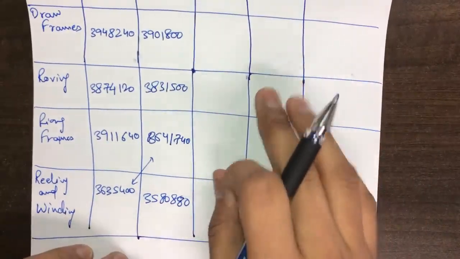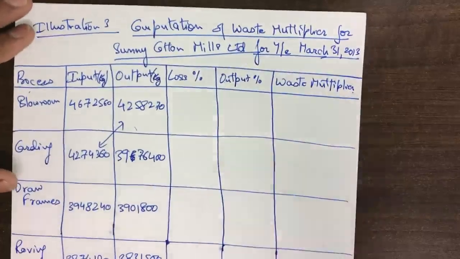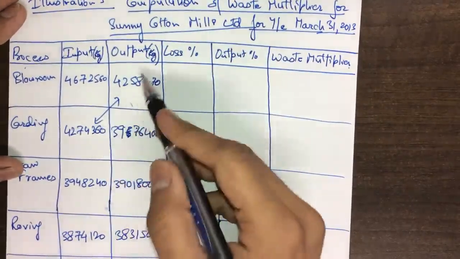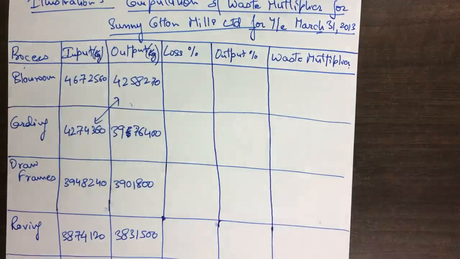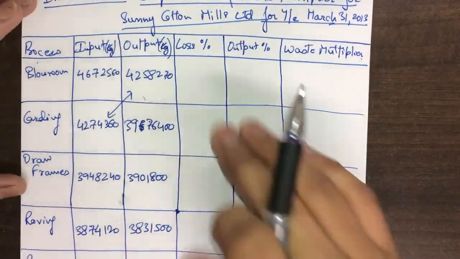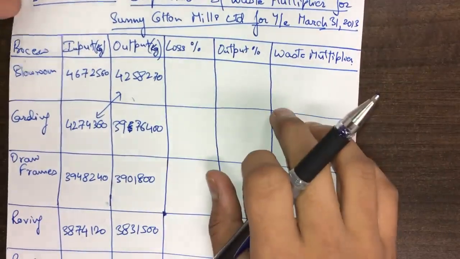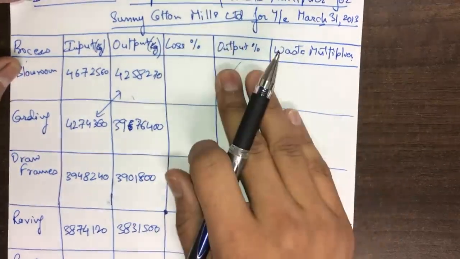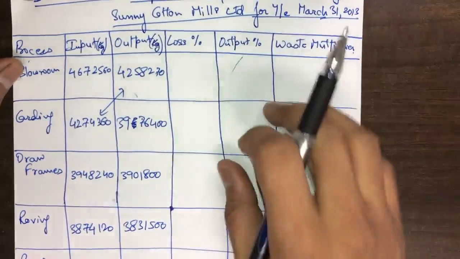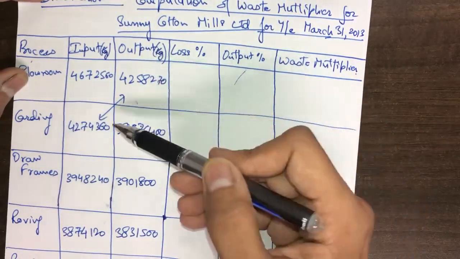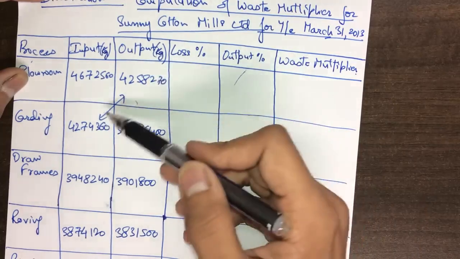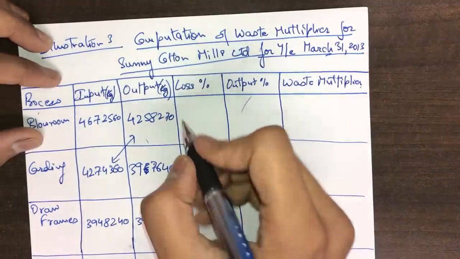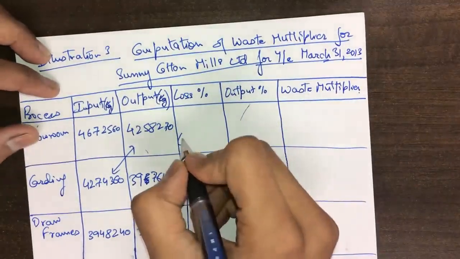Absolutely, students, the question would have been much easier had this disparity not been there in the question, and the inputs and outputs would have been same. There would have been no problem in solving this question then, and we would have easily computed the waste multiplier without having need to calculate the loss percentage and output percentage. There was no need to calculate if this question did not have disparity between inputs and outputs. But now, when this question has disparities between inputs and outputs, what should we do?